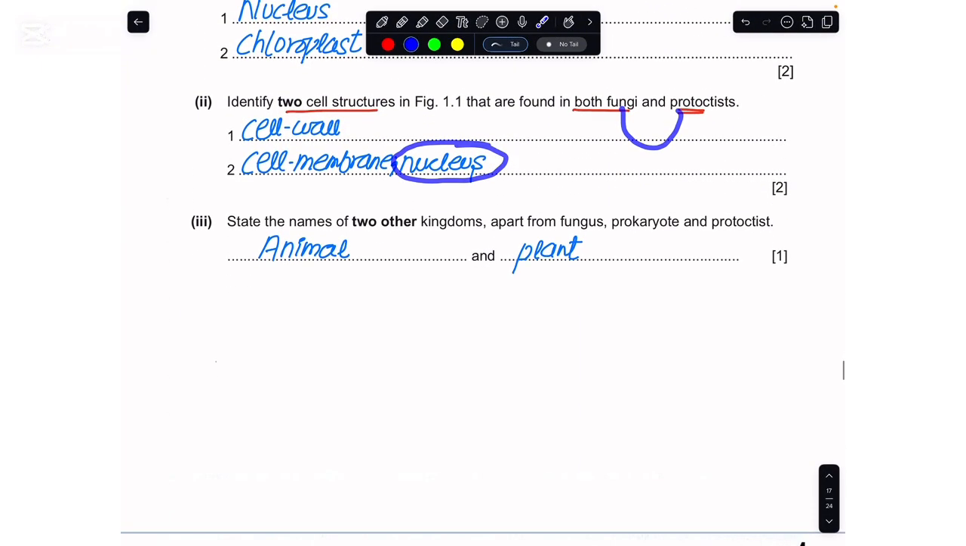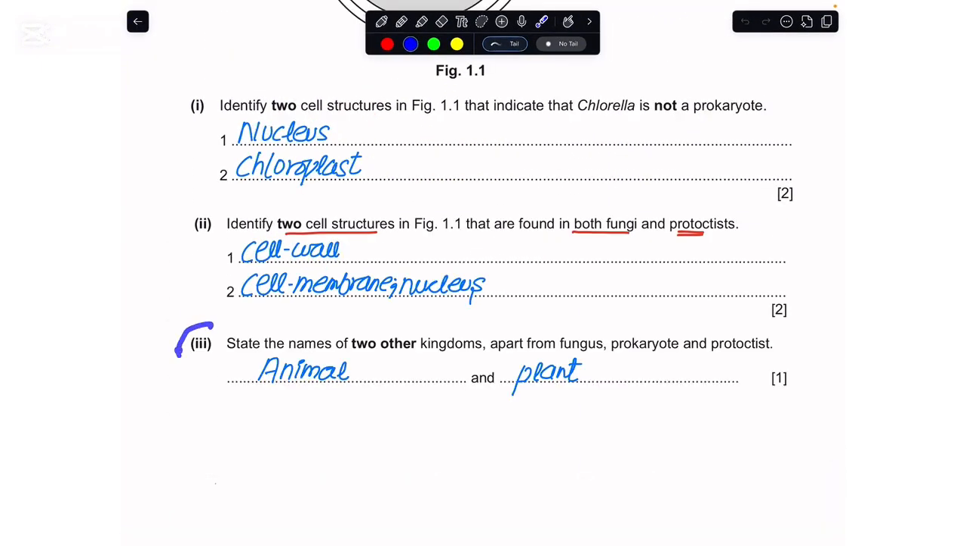Now, if I talk about the last part, here they say state the name of two other kingdoms apart from fungus, prokaryote, and protoctist. So we know the other two kingdoms are animals and plants. And here you would score 1 mark.